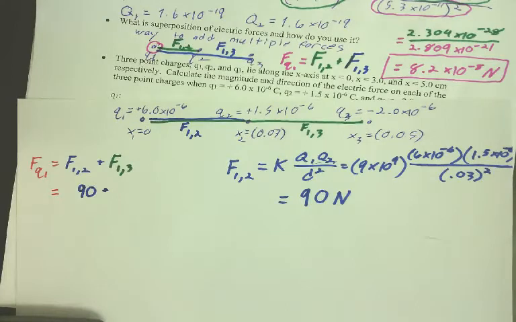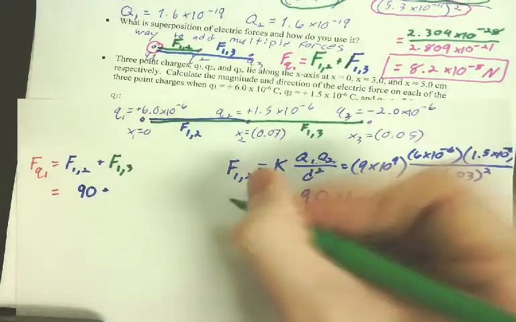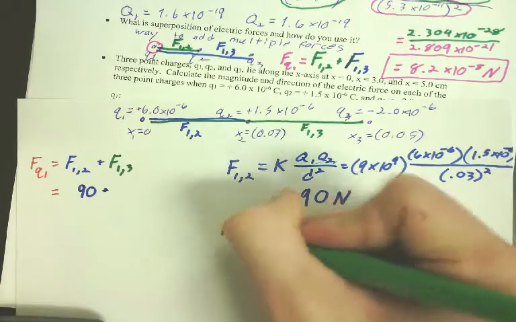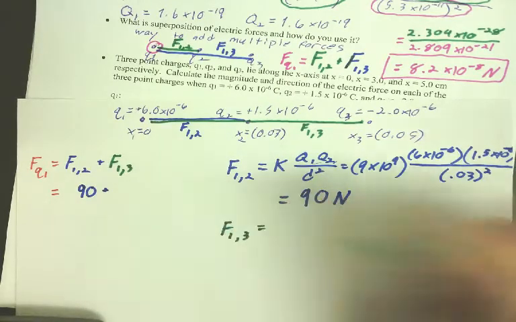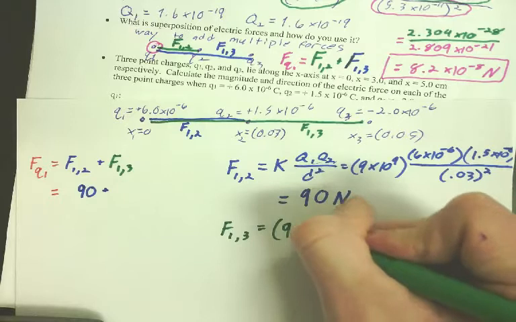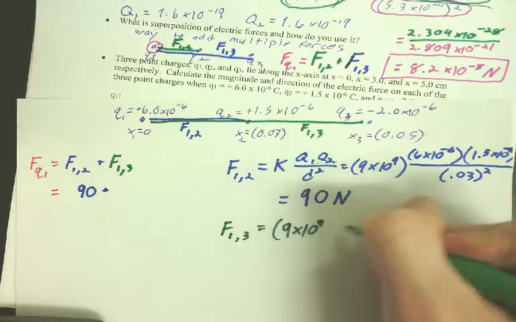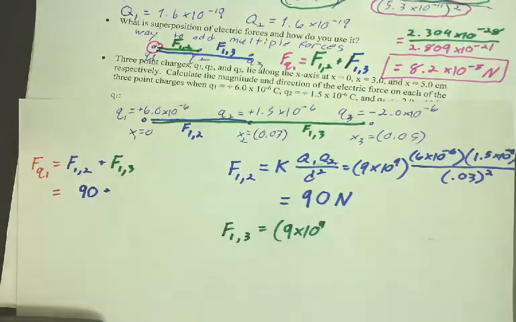Okay. Now I need to find the force between 1 and 3. So, same equation. K, 9 times 10 to the 9th. Not you, that one. Pappas, not Griffin.